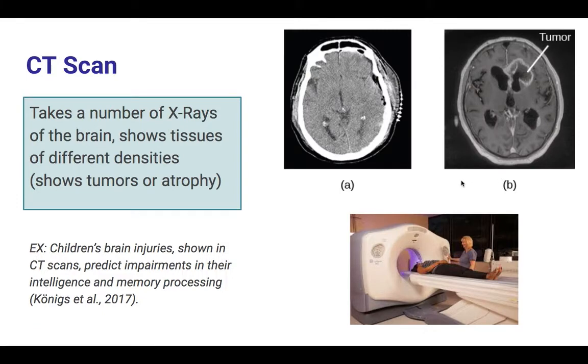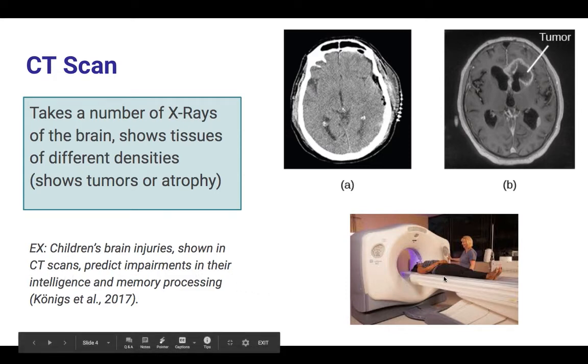Next is a CT scan. A CT scan is basically a fancy X-ray. It takes a number of X-rays of the brain, shows tissues of different densities, and allows you to see if there's atrophy, like parts of the brain decaying, or even tumors. For example, a child's brain injuries shown in CT scans predict impairments in their intelligence and memory processing, and it looks like this.